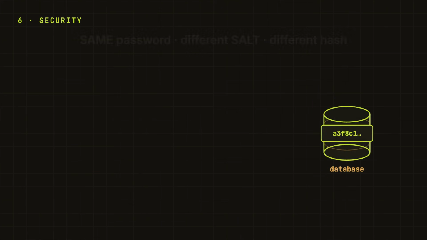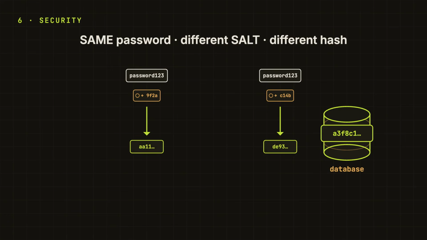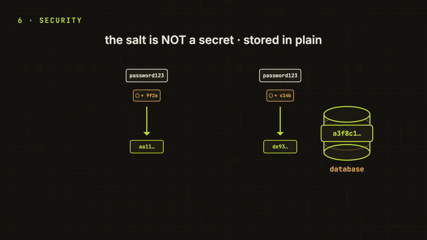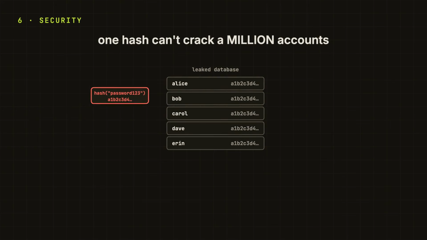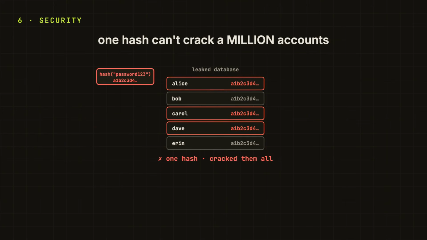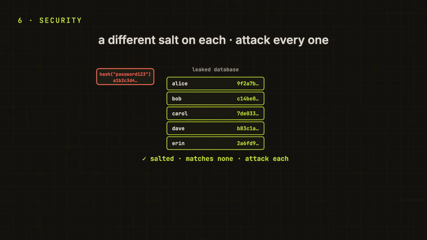And you add a random salt to each one, a bit of random data mixed in, so that two people with the same password still get different stored values. And the salt is not a secret, it is stored right next to the hash in plain text. And that is fine. And it is also how login works. You take the stored salt, mix it with the password they just typed, hash it, and compare. The real point of the salt is that an attacker cannot guess one password, hash it once, and match it against a million stolen accounts with a different salt on each.